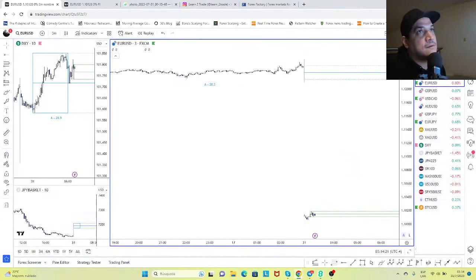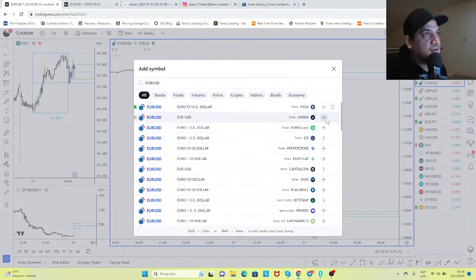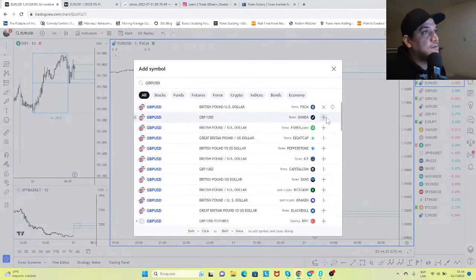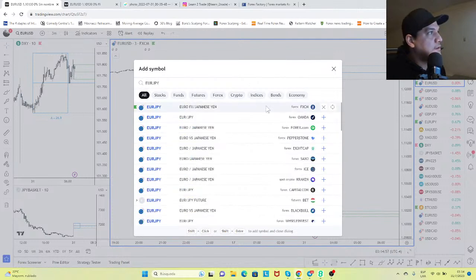EURUSD. Someone trades here with FXEM. EURUSD. Now GBPUSD. USDCAD. I don't know. I could use ACAP too, but it's the first one. Actually, why not, right? And Euro Yen. All right, so here we go.